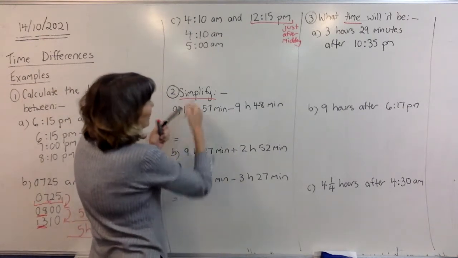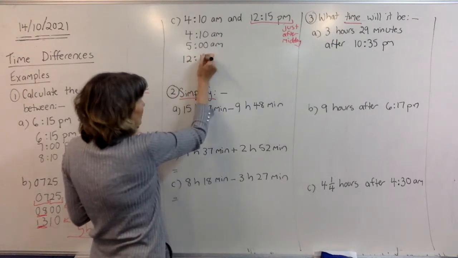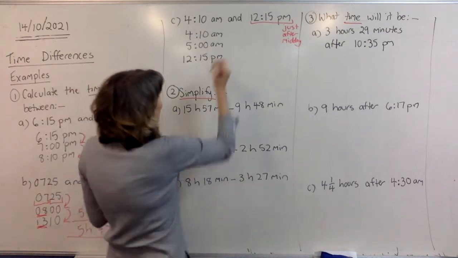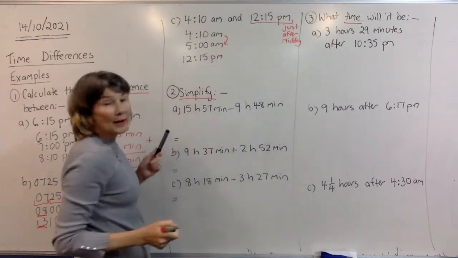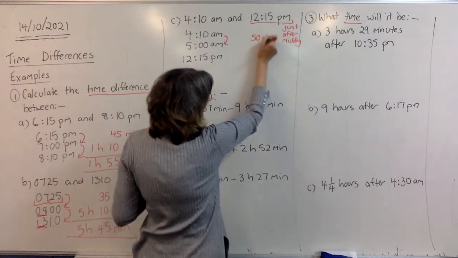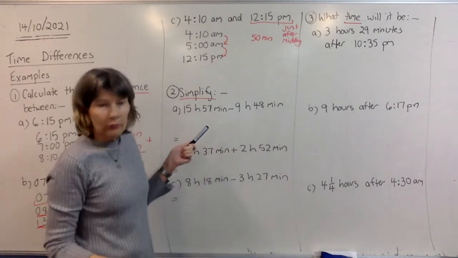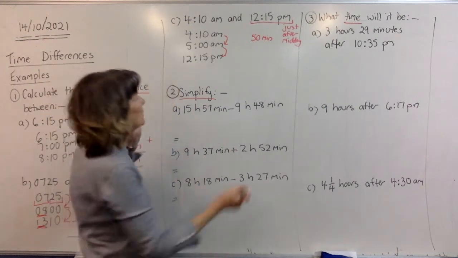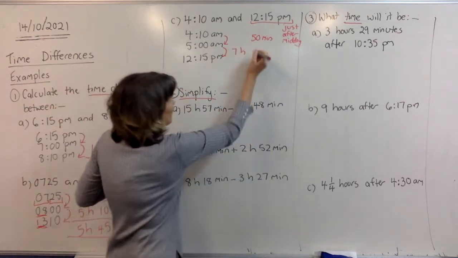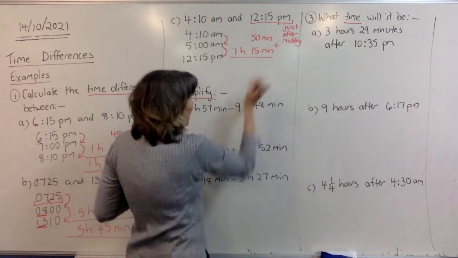Alright, so the next one we have here is our finish time, and we'll see if we can get through to that knowing that it's just after midday. Alright, so from 4:10 a.m. to 5 a.m. is 50 minutes. Leave a gap for the hours. And then from 5 a.m. till 12 would be 7 hours. And then the 15 minutes. Okay, I'm going to add these up.